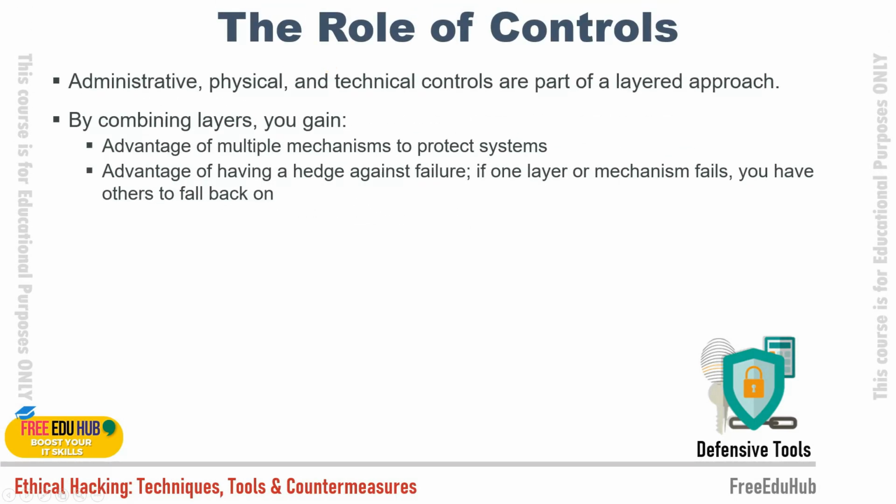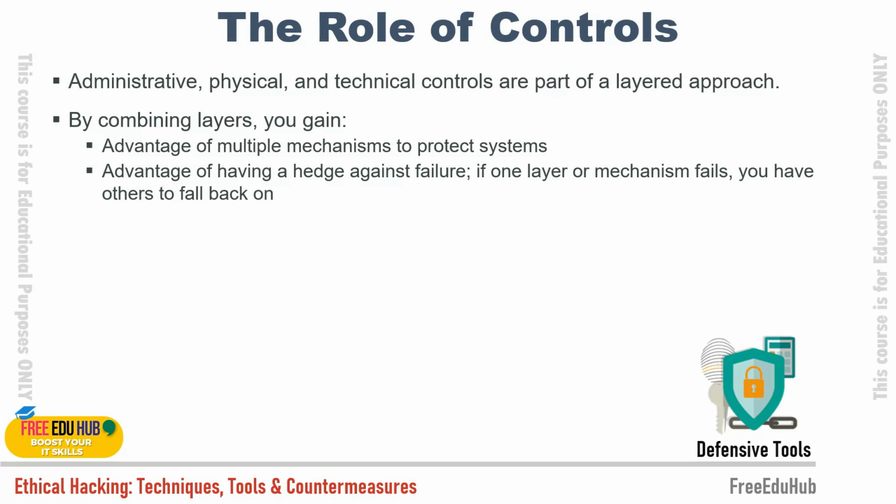Then we have the role of controls. The mechanisms that protect organizations from security threats can be categorized into three main areas: administrative controls, physical controls, and technical controls. These controls are designed to safeguard resources and form part of a comprehensive security solution. By implementing a layered approach to security known as defense in depth, these controls work together to ensure that security is effectively maintained.